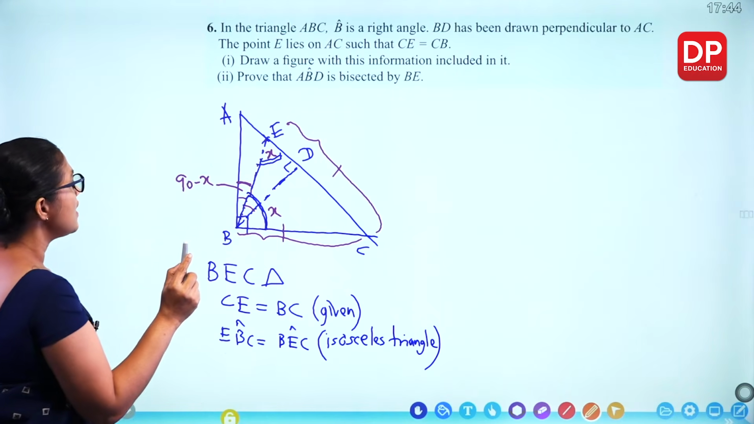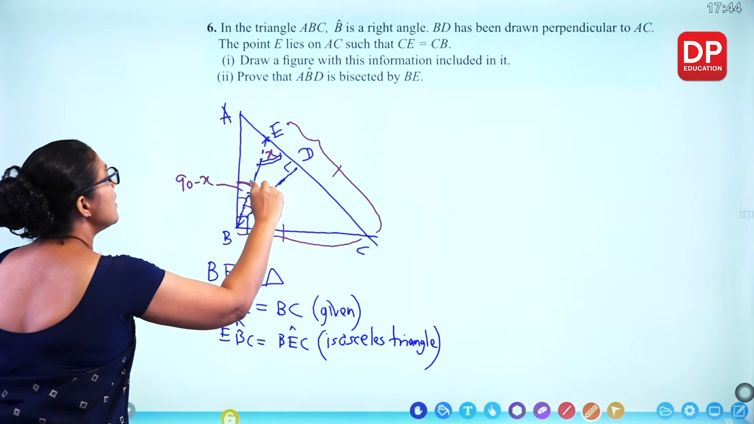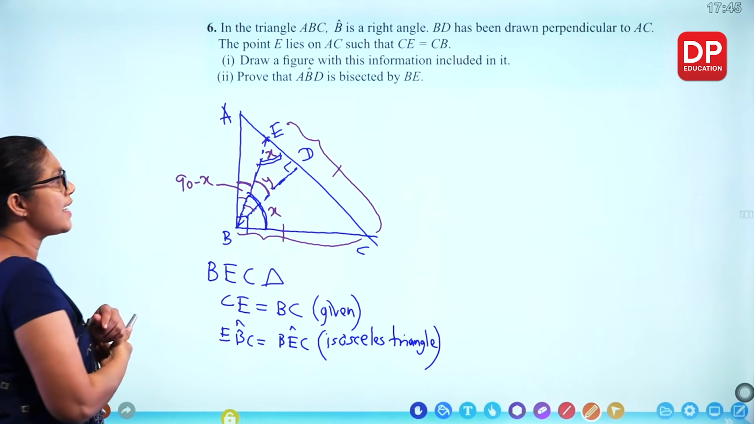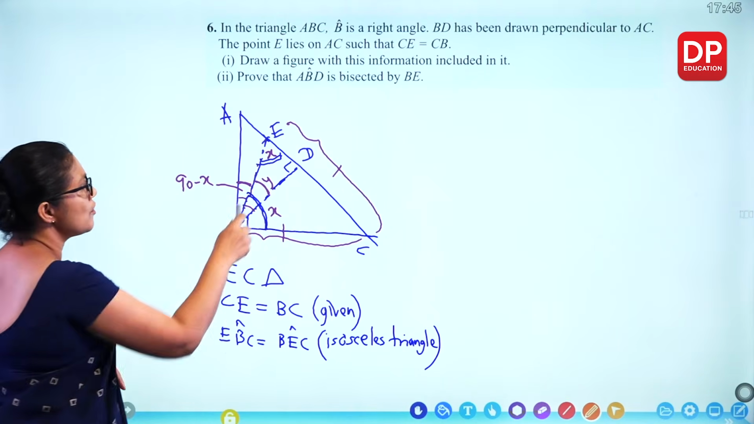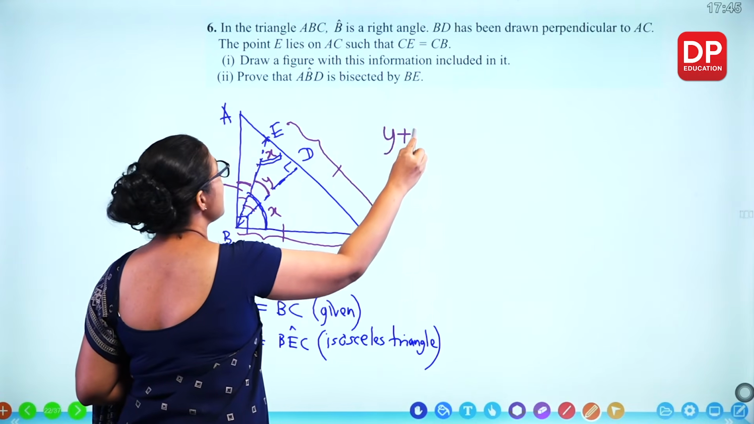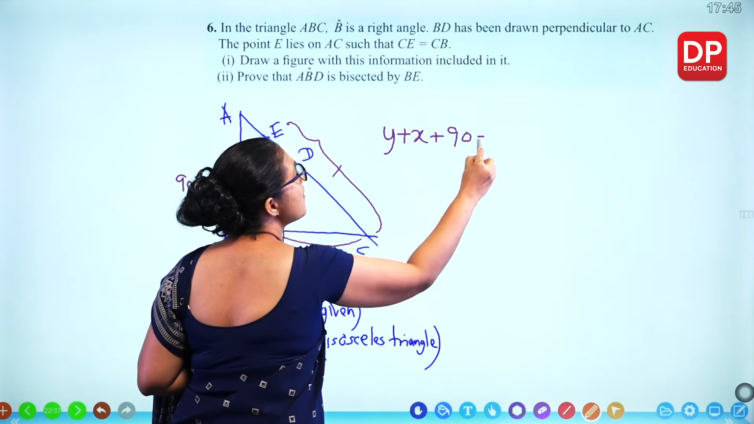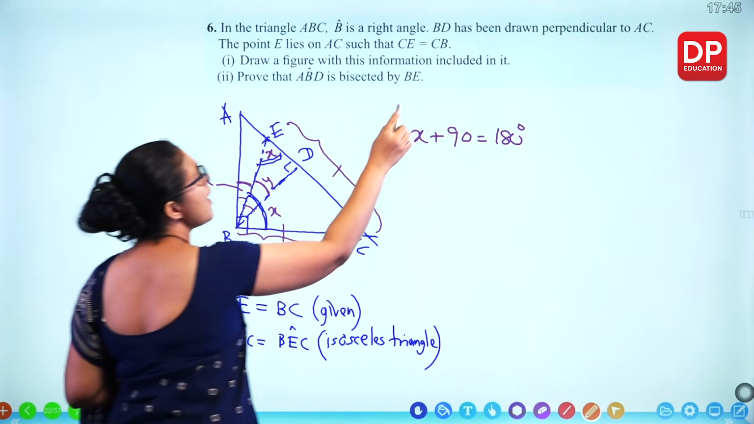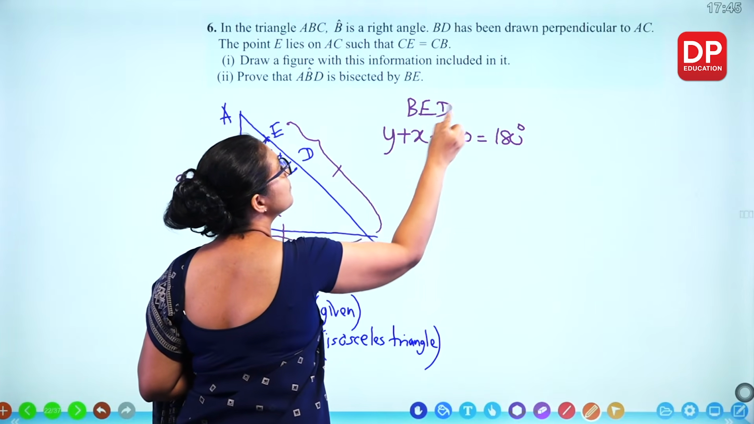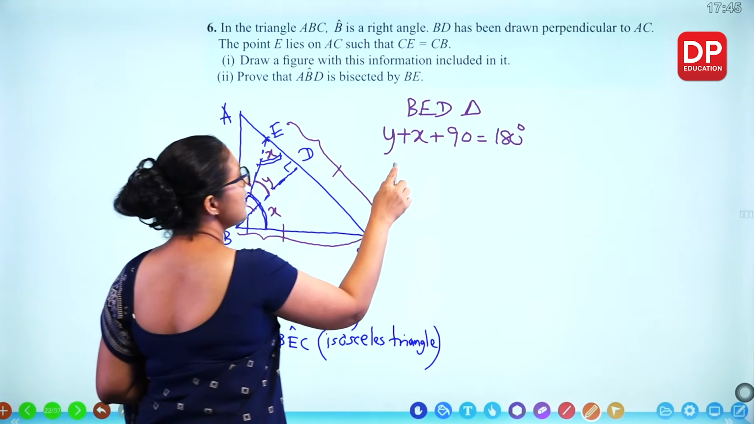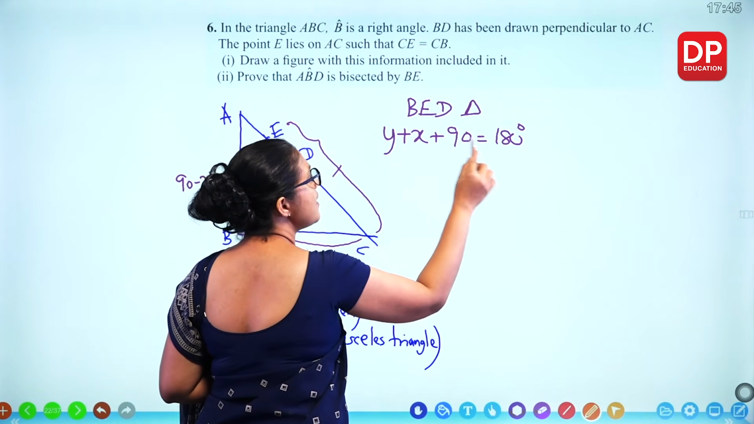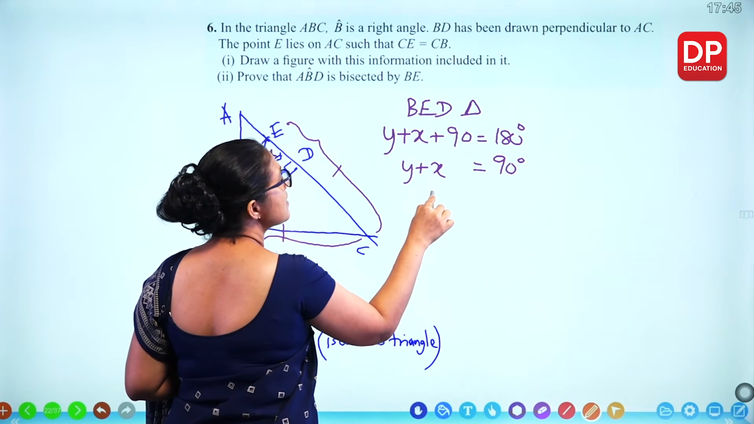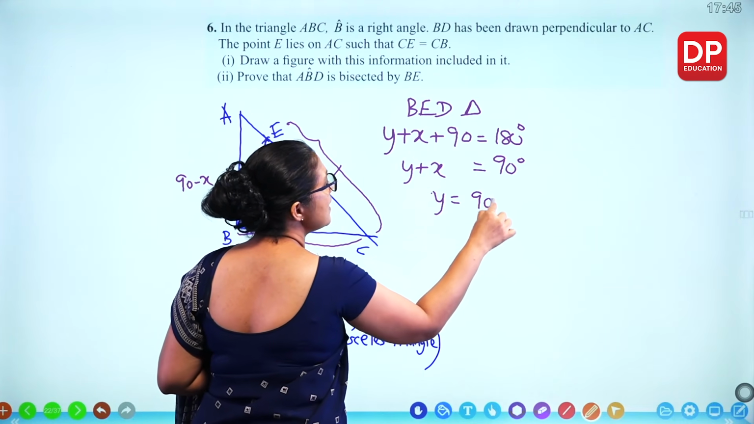If we put this one as Y angle, from this triangle we can easily find out the Y value. So what is Y? We can say Y plus X plus 90 is 180 because this is the sum of angles in BED triangle. So what is Y? Now take 90 to the other side. 180 minus 90 is 90. Y plus X is 90. Y becomes 90 minus X.